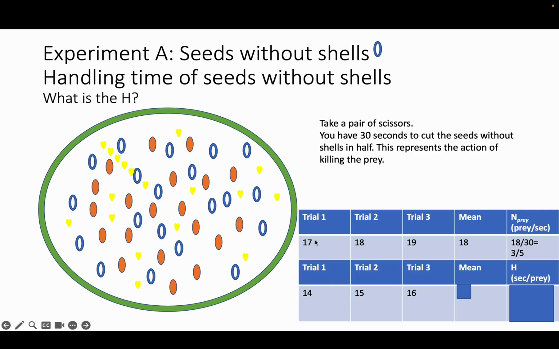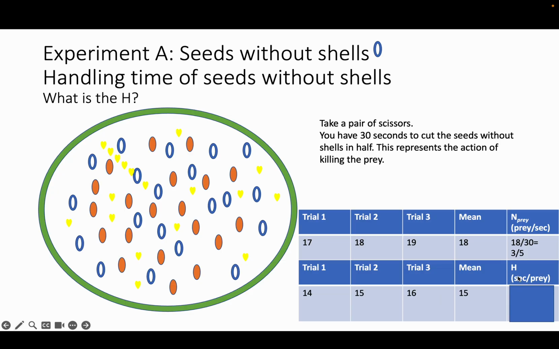So from the first trial, from those 17 seeds that we caught, we were able to take a pair of scissors and cut 14 of them in half. This represents you handling the animal. From the second trial, out of those 18 seeds that we caught, we were able to cut 15 of them in half. And again, we were given 30 seconds to handle the animal. From the third trial, out of those 19 seeds that we caught, we were able to cut 16 of them in half. So the average of 14, 15, and 16 is 15.